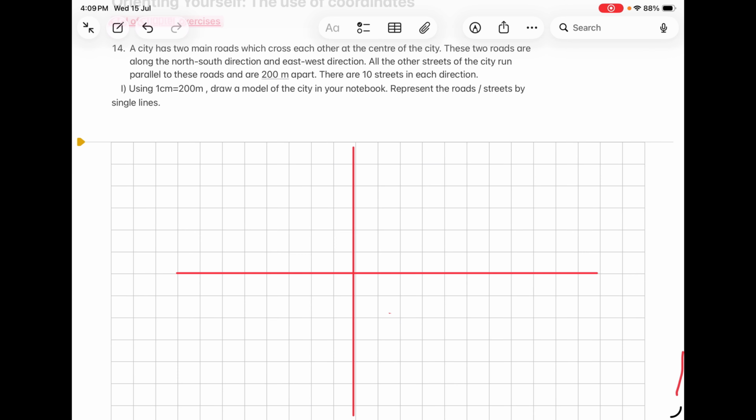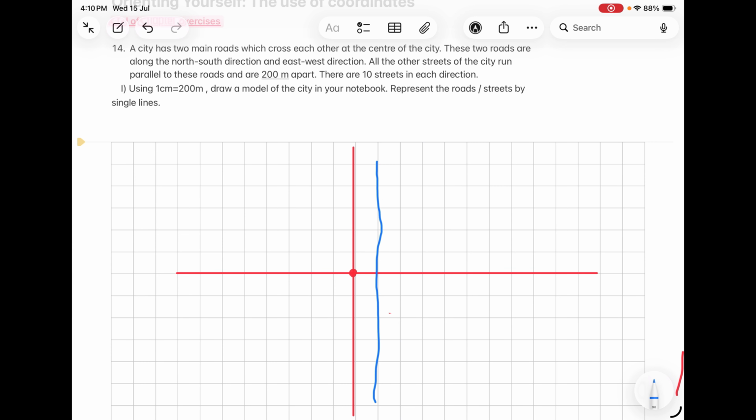And these two roads cross each other at the center of the city. This is the center of the city. All the other streets of the city run parallel to this road and they are 200 meters apart from each other. So in total there are 10 streets in each direction. Let's draw the streets.